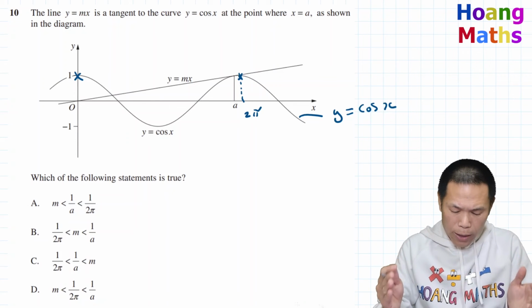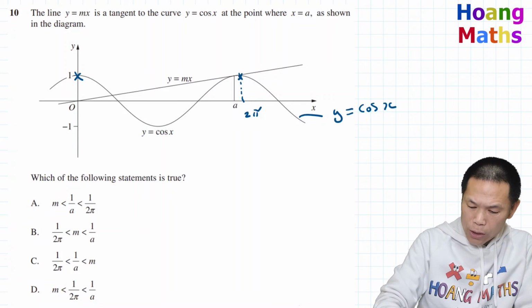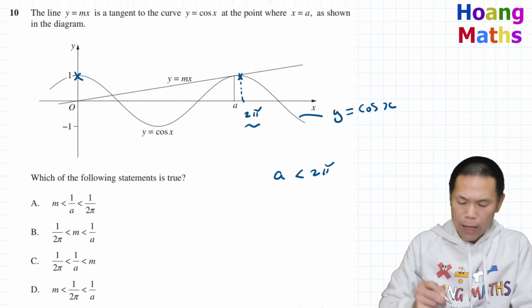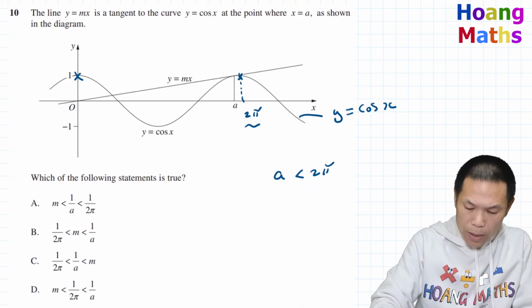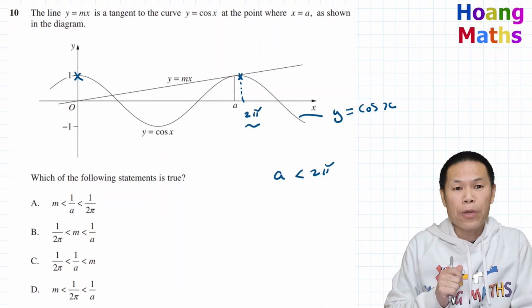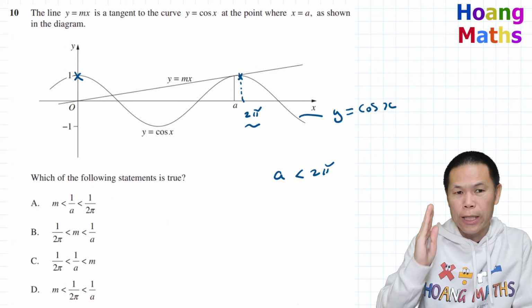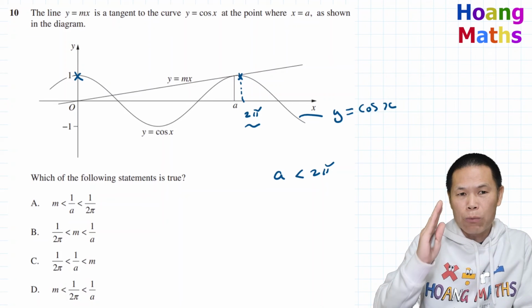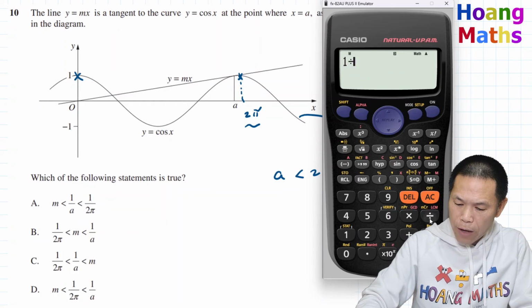So we need to interpret which of these statements are true. To work this out, first of all, we know that this is 2 pi, and A is smaller than 2 pi. Correct? And then we have to find the gradient, m, because we need to find m. And we know that A is just before 2 pi, so it can be abstract. So the easiest way is to just let A be a number, because it's multiple choice. So 2 pi is 6 point something. Let me just put that in a calculator, okay? So 1 divided by 2 pi.